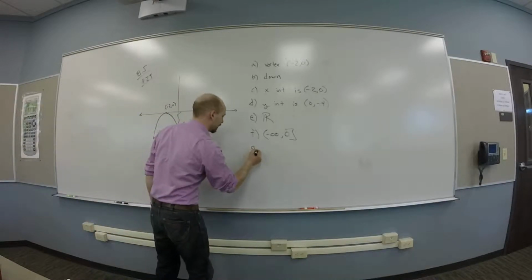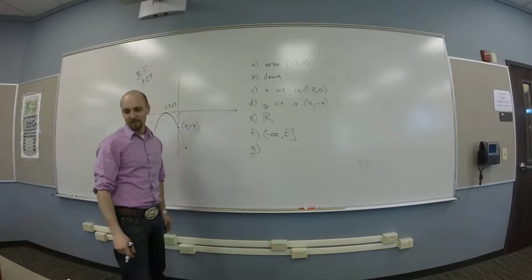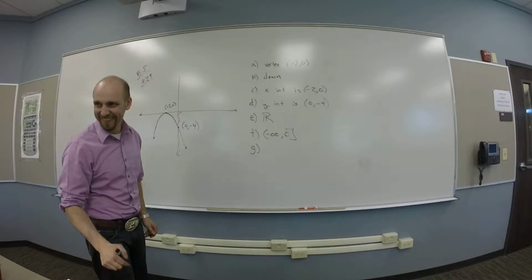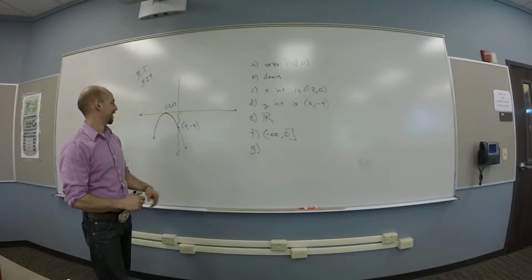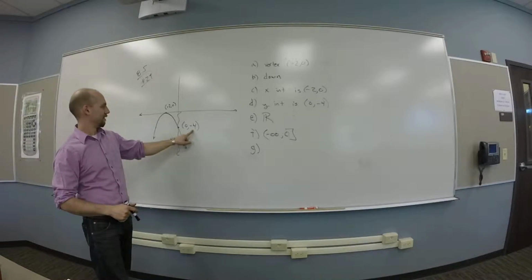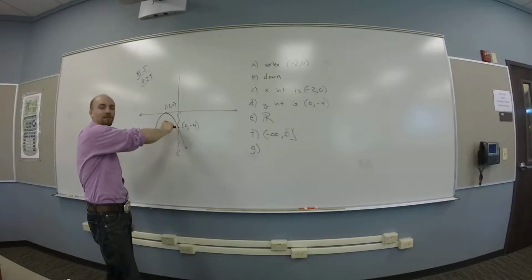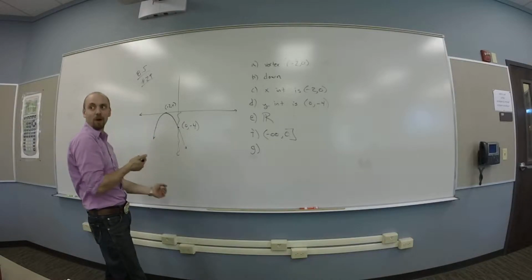G is next. I was just wondering, after -4, are those positive or still negative? They're still negative, since we're looking at the outputs for the range, and the parabola's outputs go from negative infinity up to 0.